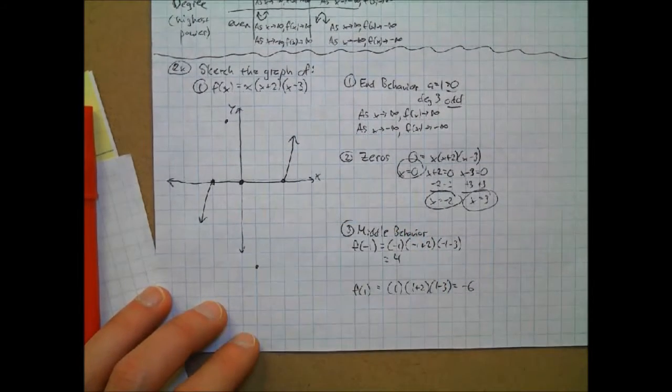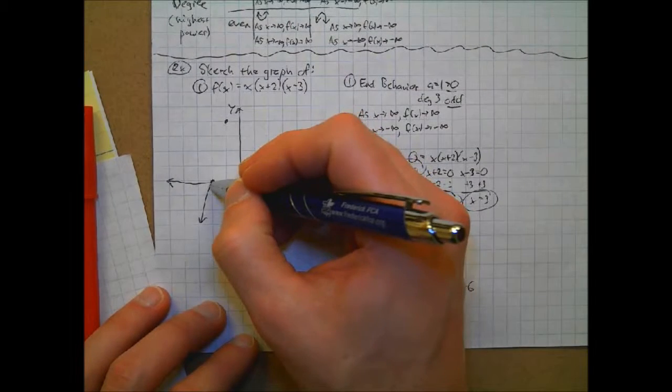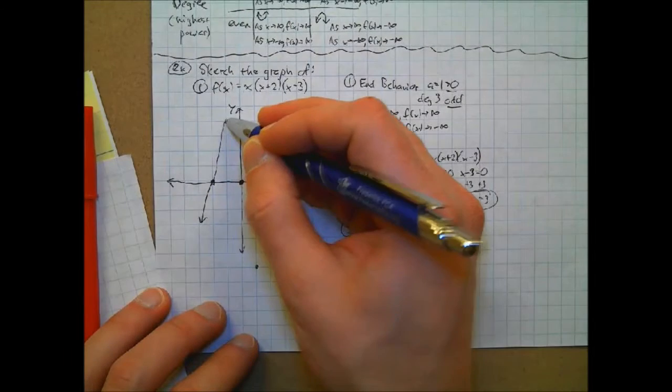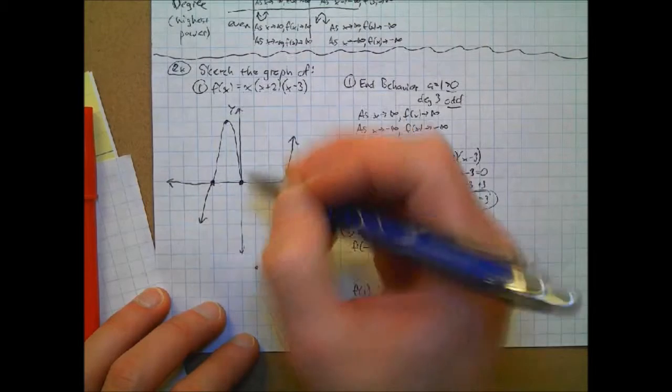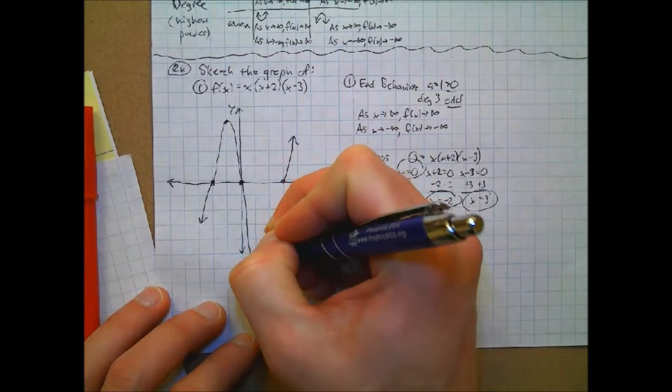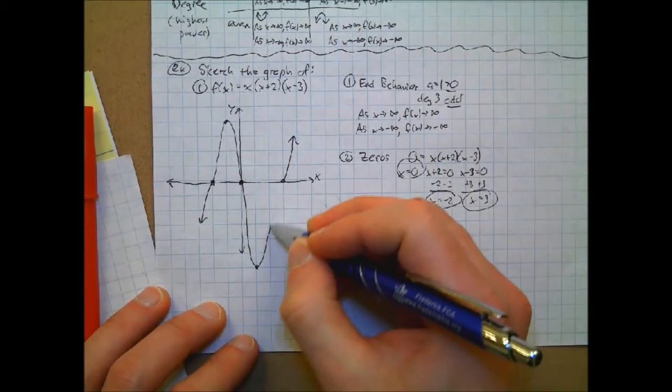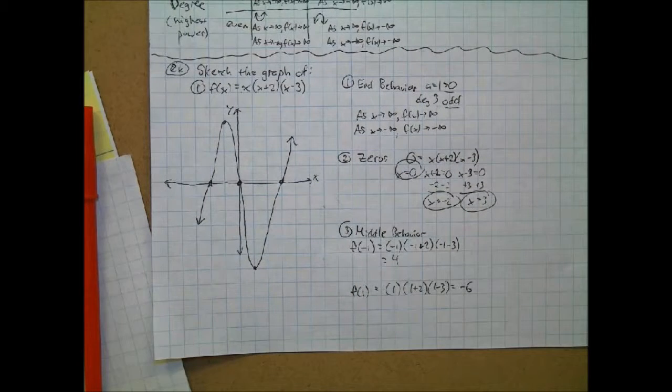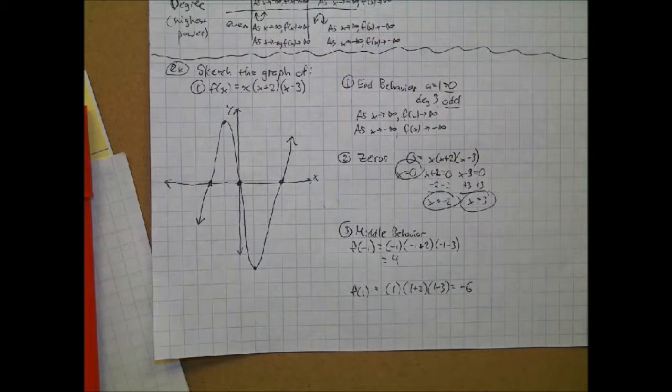Okay, and now that we have those, you can just kind of connect the dots. So we know we have to come up to this point, but then go back down through 0, 0. And I have to continue down through this point, but then go back up through that point right there. Okay, and there is a sketch of our polynomial. Just connect the dots from left to right. Any questions on that?